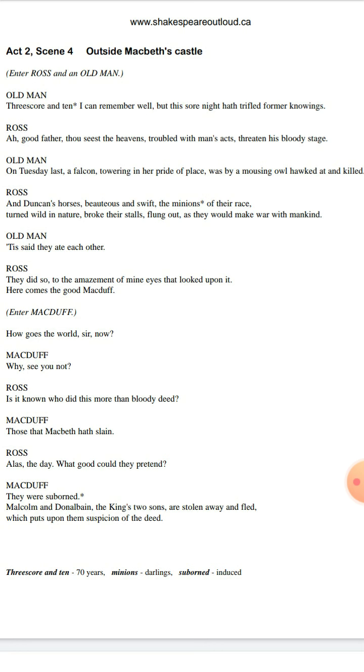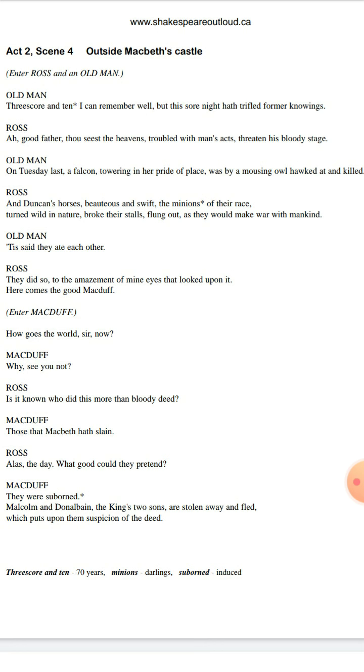So in this way, that incident was also unnatural, like this one. Rose and Duncan's horses, a thing most strange and certain, beauteous and swift, the minions of their race, turned wild in nature, broke their stalls, flung out, contending against obedience as they would make war with mankind. Now, Rose is also narrating one more unnatural incident of last night.